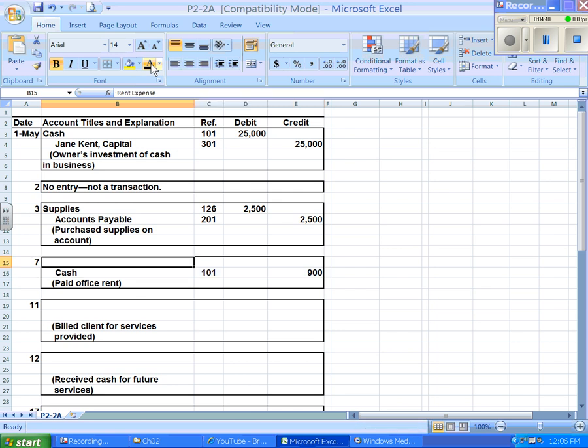Now, what would I debit? Let's see. On the 7th, we paid office rent. So I have an expense. Rent expense for the $900.